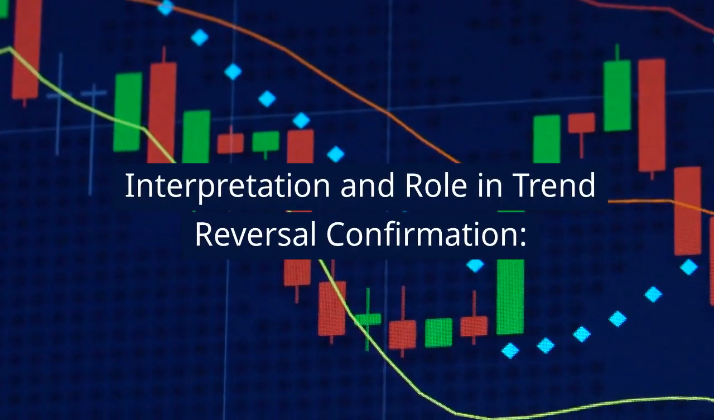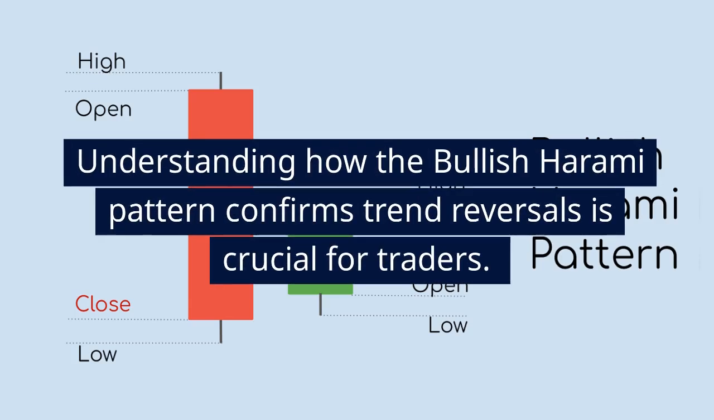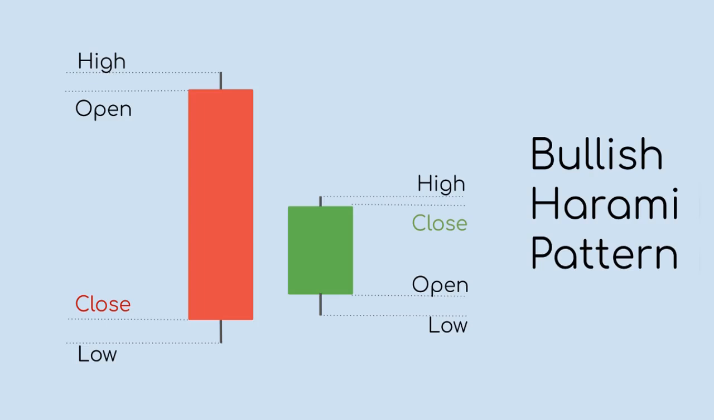Interpretation and role in trend reversal confirmation. Understanding how the Bullish Harami pattern confirms trend reversals is crucial for traders. The Bullish Harami pattern suggests that the market sentiment is shifting. The first bearish candle indicates sellers in control, followed by the smaller bullish candle that indicates a potential weakening of selling pressure and a possible reversal.